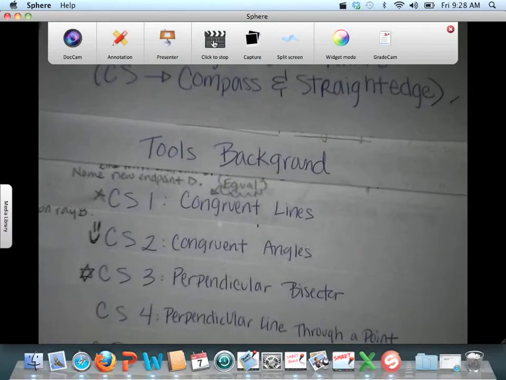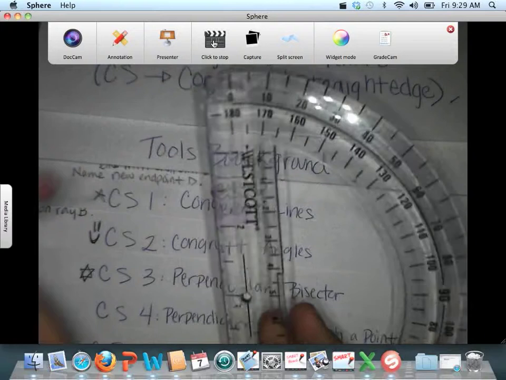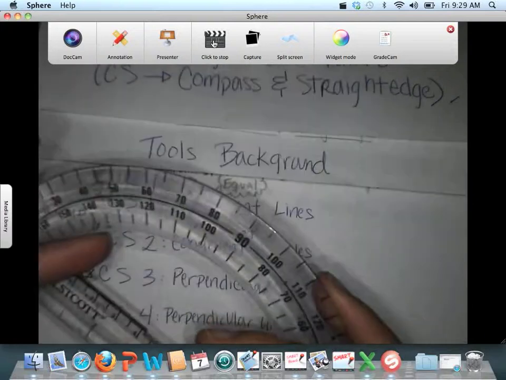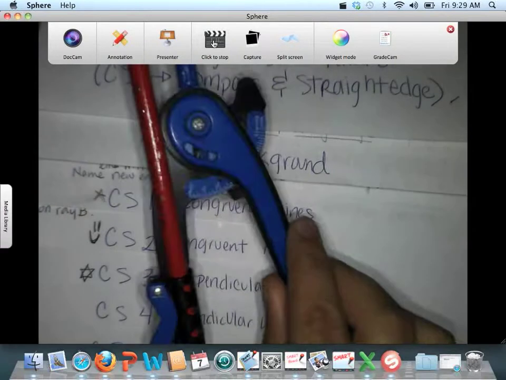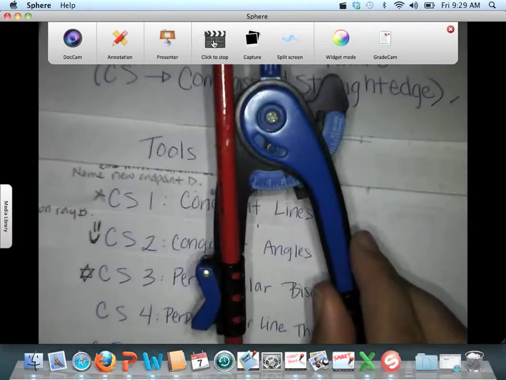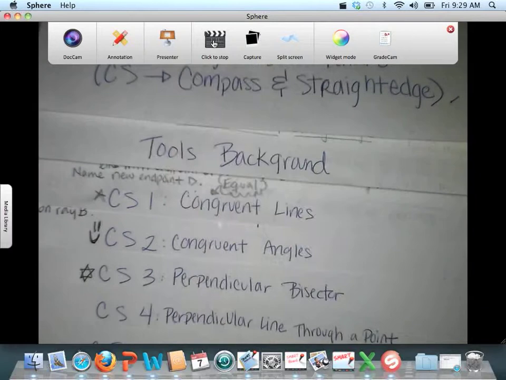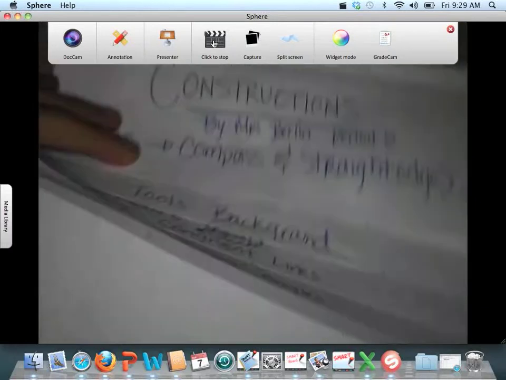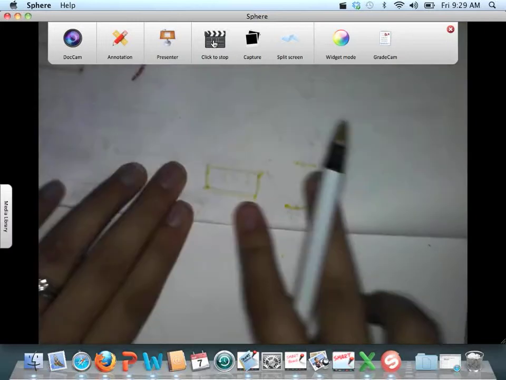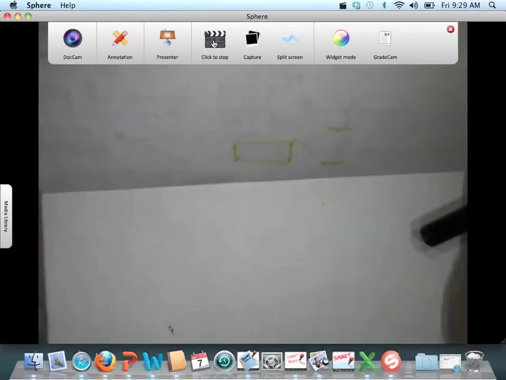In order to do this video, make sure you have something to write with. It'd be helpful to have a straight edge. It doesn't have to be a protractor, just something that makes a straight line. And if you have your compass, that would be helpful as well, but not necessary. Now take your book and open it up to CS3. Okay, all right.